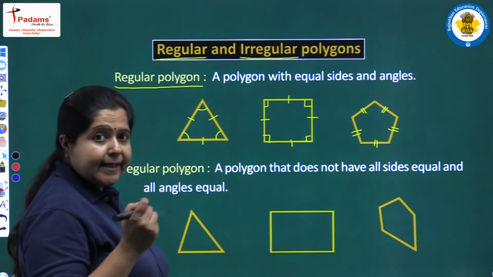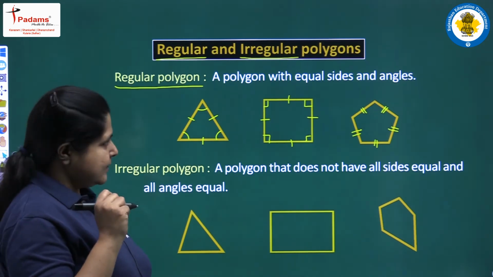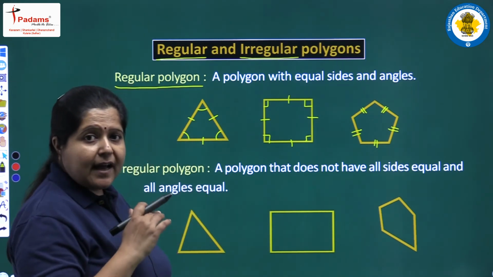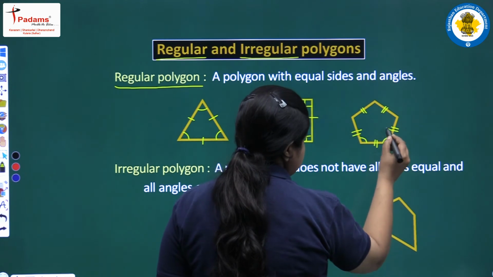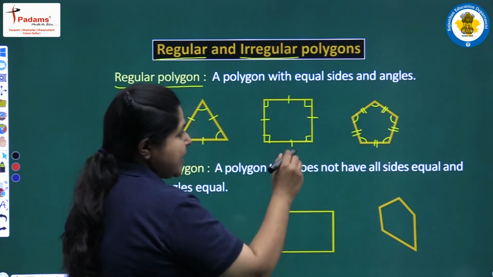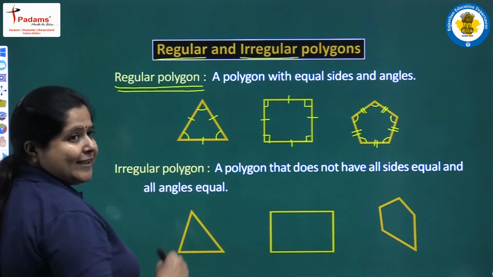We can mark a single cut, or two cuts, or even three cuts. These cuts represent that the sides are equal. Also the angles will be equal. All the five angles in this case are equal. So, such polygons are called regular polygons.